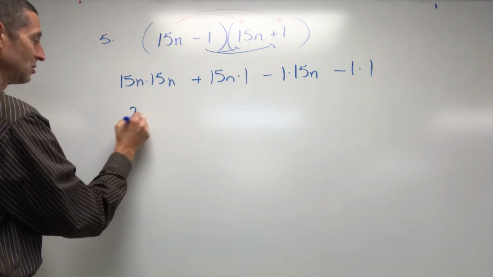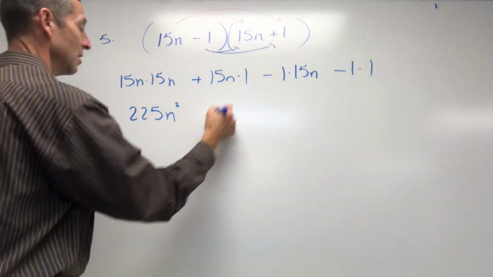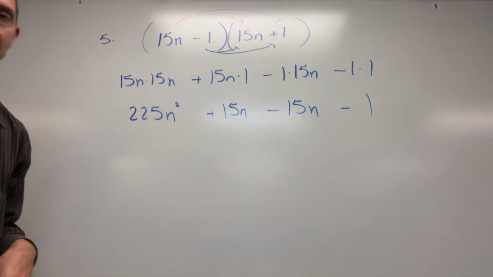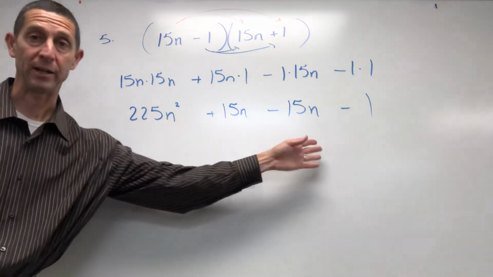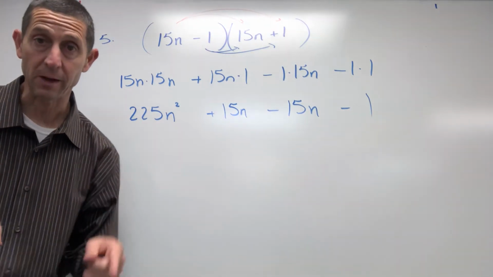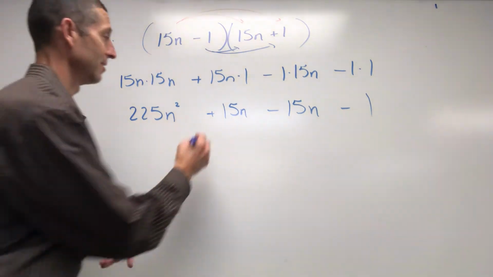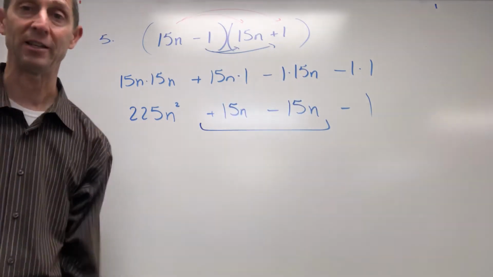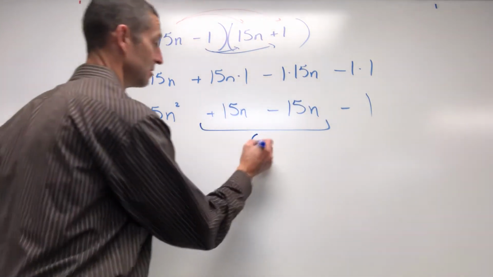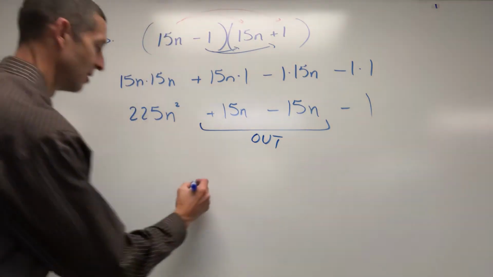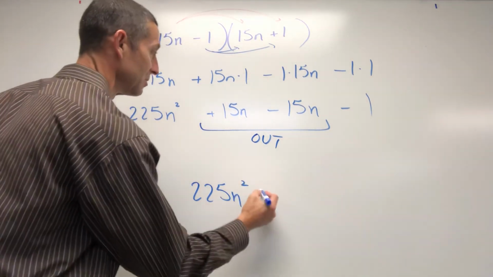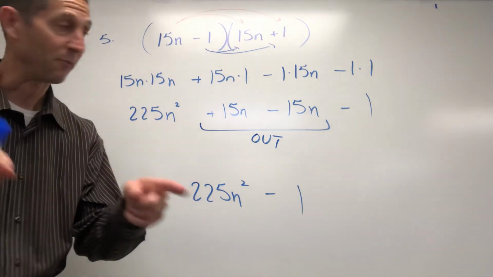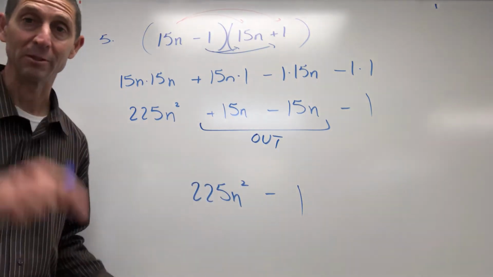15 times 15 is 225n squared plus 15n minus 15n minus 1. And now some of you guys are already seeing this. You've got your 4 answers all lined up. You start trying to look for like terms. You're like, aha, like terms right here. But what happens when you have 15n and you take away 15n, they cancel out. So this is canceled out, and we are left with 225n squared minus 1. And that's our answer on that one. So be on the lookout for a little trickeration there with those middle terms.